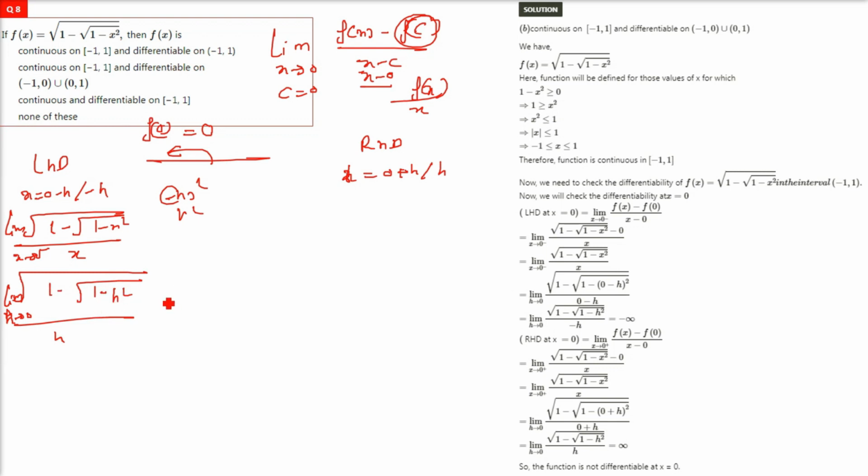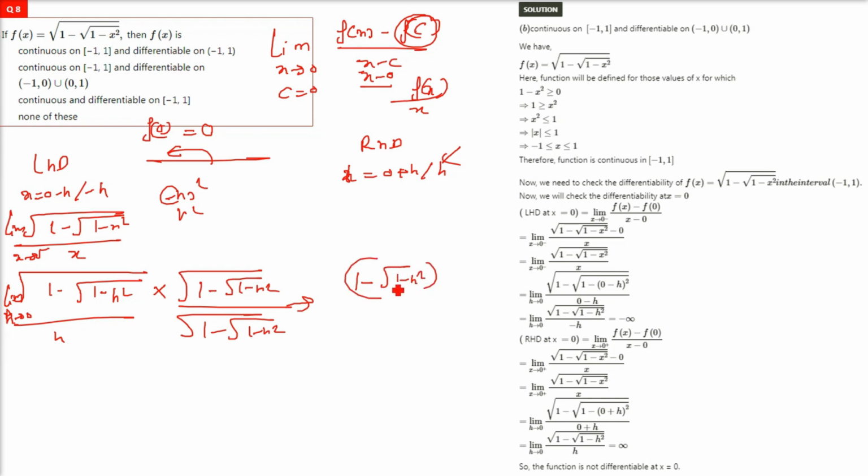You can try rationalizing it. But I'll show you that when you multiply this by 1 minus under root 1 minus h square, because you have to get rid of the under root, that is how you have to do. If you want, you can multiply it by plus, but that will also not solve the issue. So you're not getting anything. The only thing is you have to put h as 0. We tried, but we failed.